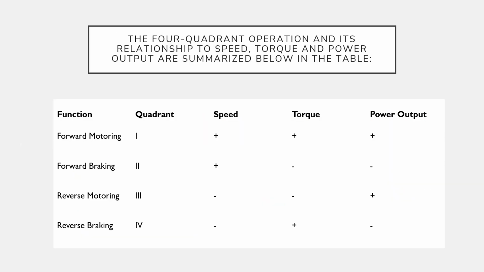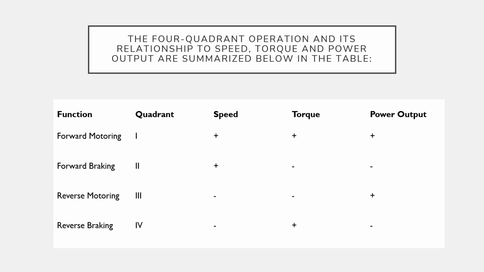These four quadrant operations and their relation to the speed, torque and power output are summarized in this table. The first one is forward motoring. It is the first quadrant, the speed is positive and the torque is positive, and the power output will also be positive. The second is forward braking, the second quadrant. The speed is positive and the torque is negative, and the power output will also be negative.